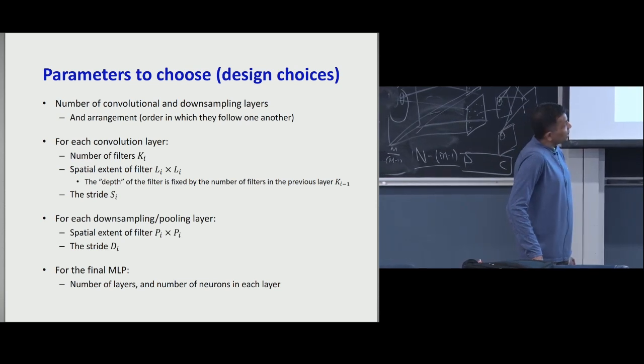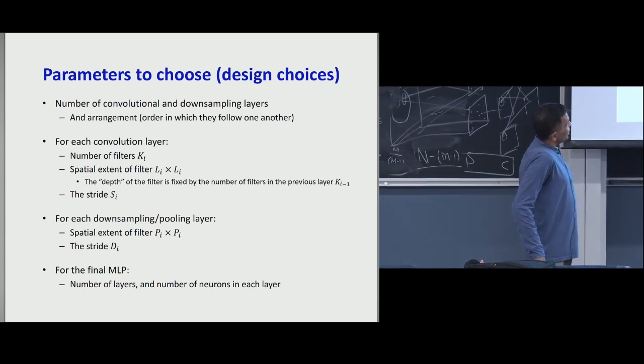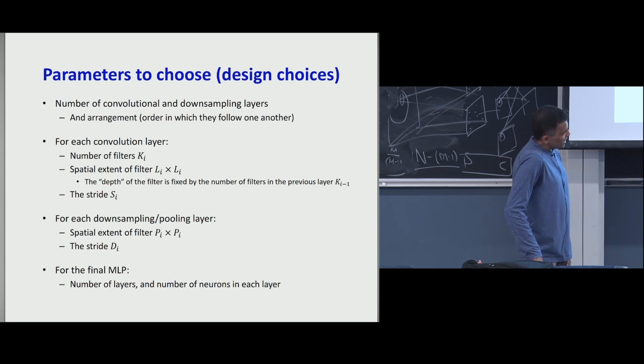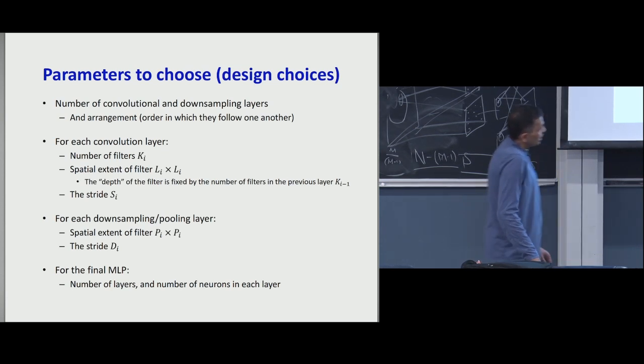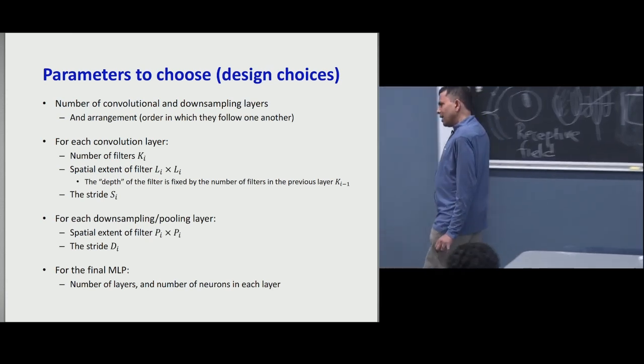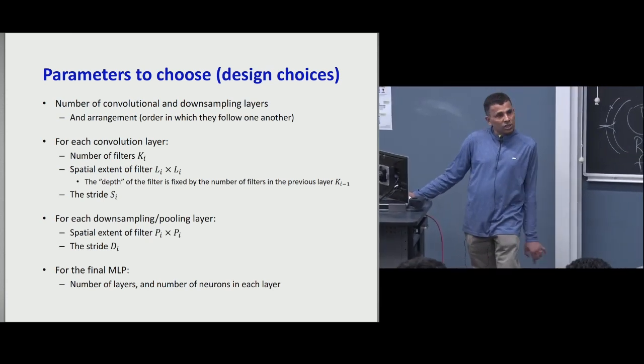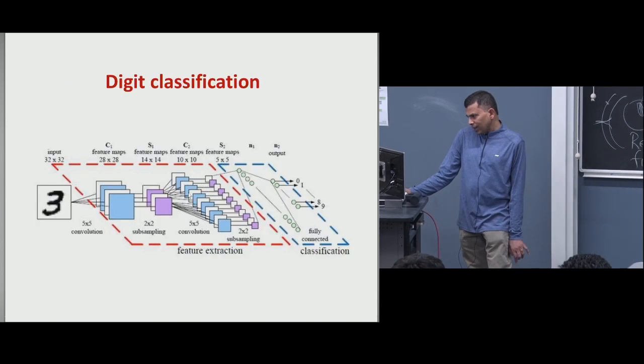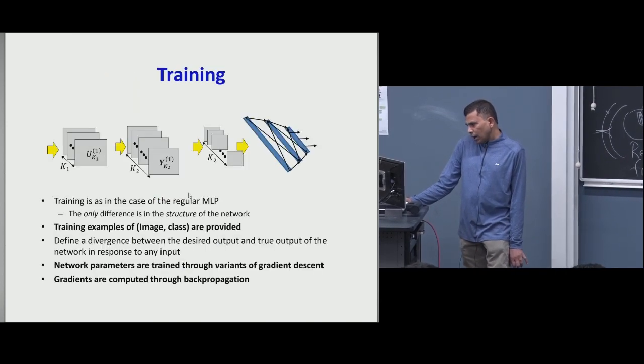The various parameters you choose: the number of convolutional and downsampling layers, the arrangement, where you would use the convolution layers, if downsampling layers, if any. In each layer, you're going to look at the number of filters, the extent, and the stride. For downsampling layers, you're going to be looking at the extent and the stride. And for the final MLP, all the traditional parameters of an MLP, right?